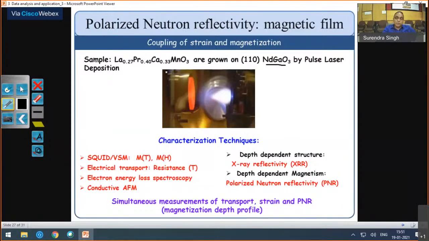If you are doing thin films, you may know the principle of pulsed laser deposition. It is nothing but laser pulses falling on the target, which removes that material and deposits it on your substrate. This is one of the techniques where you get very good stoichiometry. During deposition, the stoichiometry of your target material remains the same. So it is possible to grow such stoichiometric thin films by pulsed laser deposition.